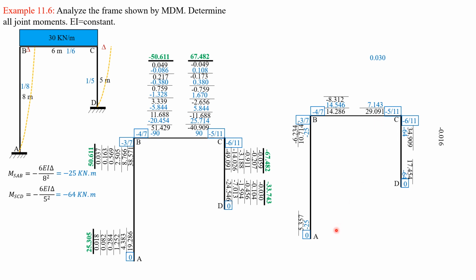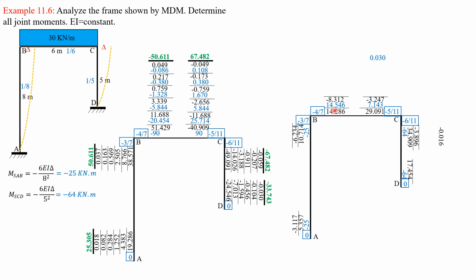Then you have to carry over moments. Negative 25 times 0, remember, is still 0 here, but I will not put 0 there. Only 10.714, half, put it here, 5.357. Half of 29.091 is 14.546, half of 14.286 here is 7.143. Then remember negative 64 times 0 is 0, so half of 0 supposedly here, but I'm not placing it. Half of 34.909, place it here. Then these are the new unbalanced moments.